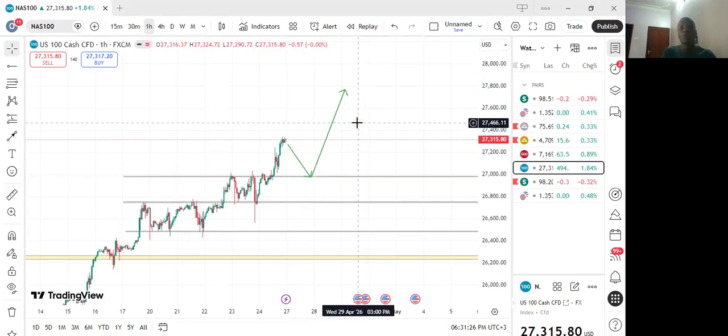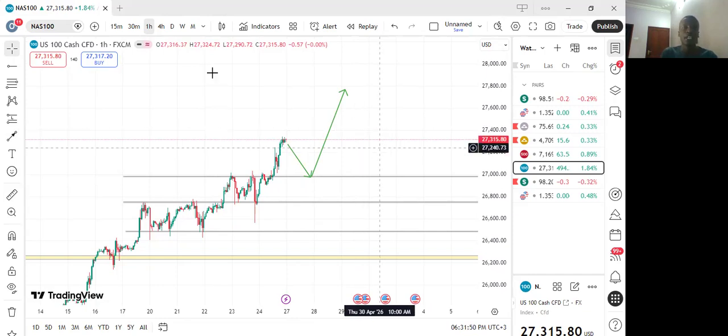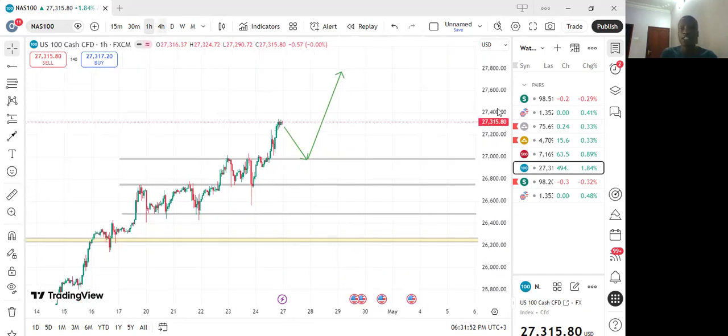So all you need is to be patient and wait to follow what the market is showing you. Don't trade what you want; wait for the market to come to you, not you to force it. That's one of the other key things with trading. So this is my analysis for the week, and this is what I anticipate.